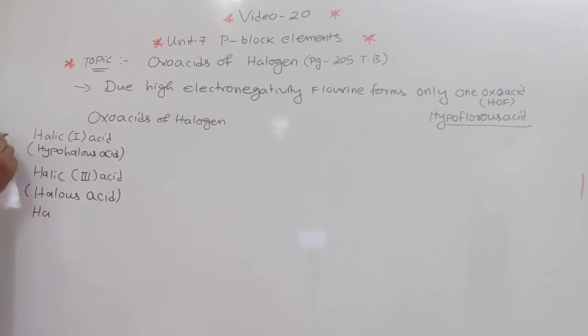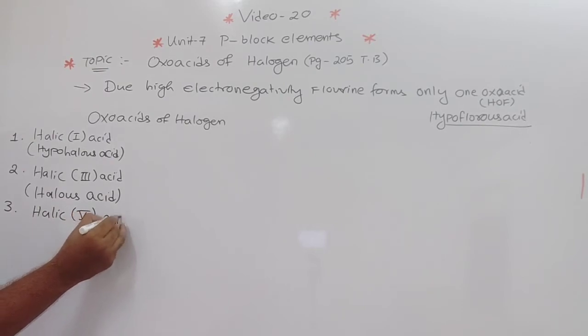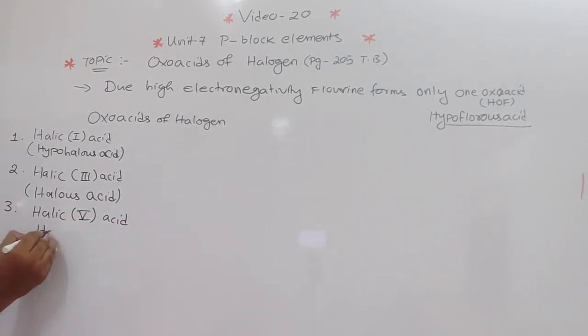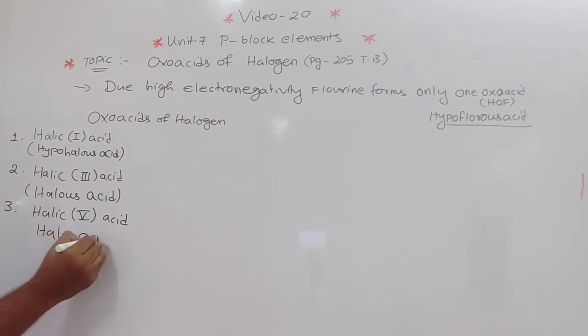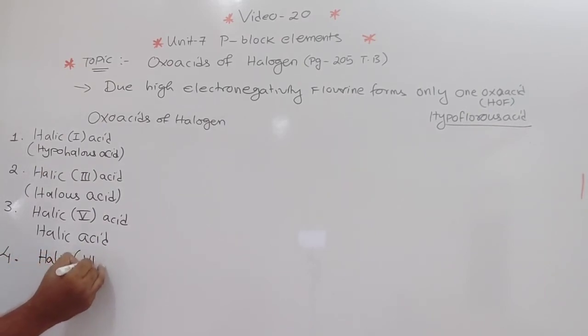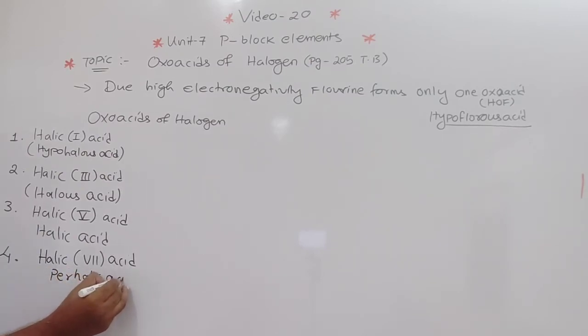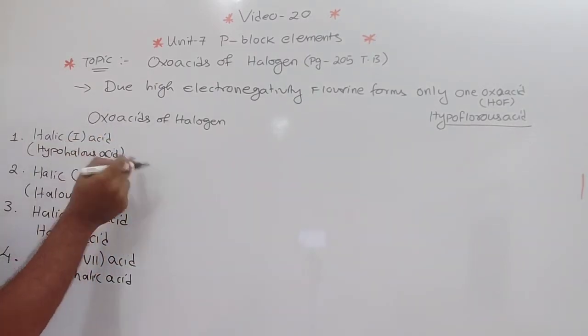Then comes another halic acid. See, this is 1, this is 2, this is 3. Halic acid, but in that 5 will be there. And it is called halic acid only. With oxidation number +5, it is called halic; for chlorine it is chloric acid, like that we say. Then number 4, halic acid only, but in this the oxidation number is 7. It is called perhalic acid. Clear?